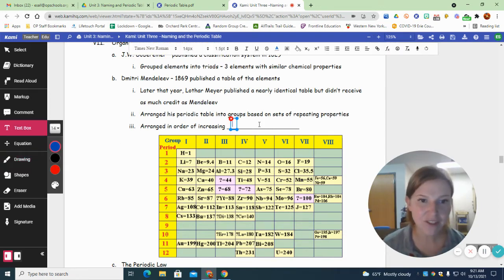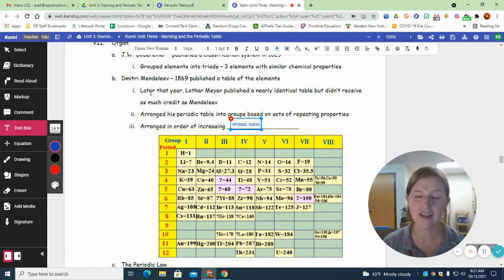Now, Mendeleev's table was arranged in order of increasing atomic mass. And part of the reason for that is, again, you think about 1869, we didn't know about subatomic particles yet. We hadn't had Thomson's cathode ray tube experiment to discover the electron. Rutherford had not done any of his experiments yet. It's almost 40 to 50 years before those experiments took place. So he arranged his elements in order of increasing mass.